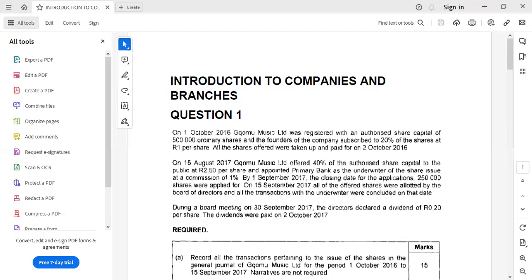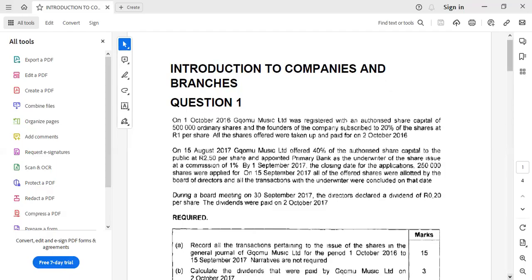So now today we'll be focusing on recording transactions to do with the issue of shares and the calculation of dividends. So I'll be using the document that I sent to you earlier on. Right. Don't worry about branches. This question mixes branches and company accounts. So our focus is only on question 1 and question 2.